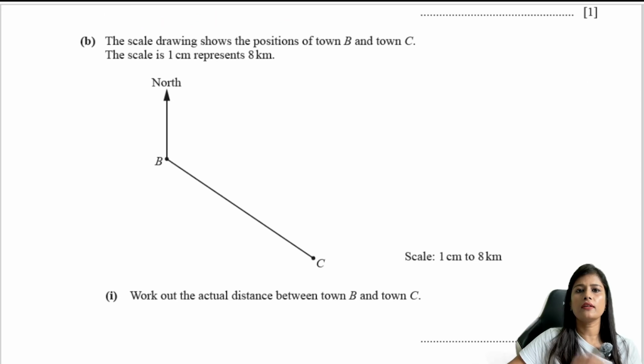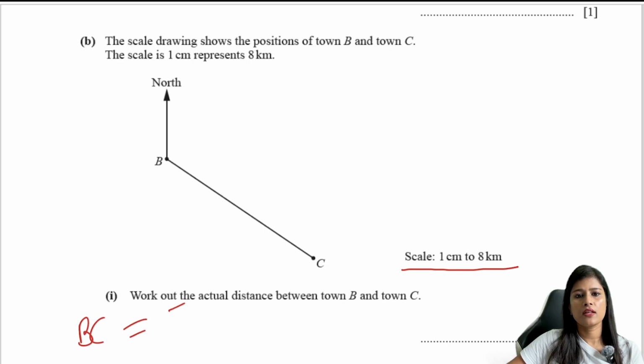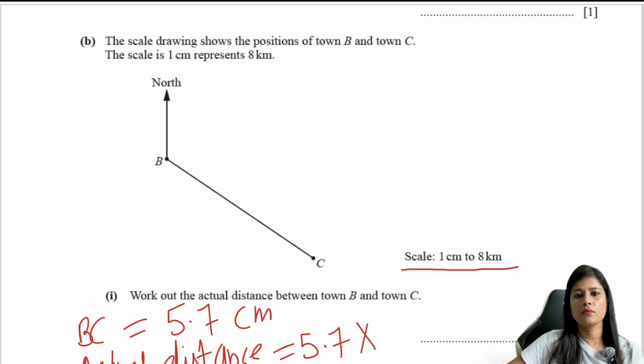The scale drawing shows the position of B and C. The scale is 1 centimeter represents 8 kilometer. The scale is given to us. So the distance between BC is 5.7 centimeter if you measure. So actual distance will be 5.7 times 8, which is 45.6 kilometer.